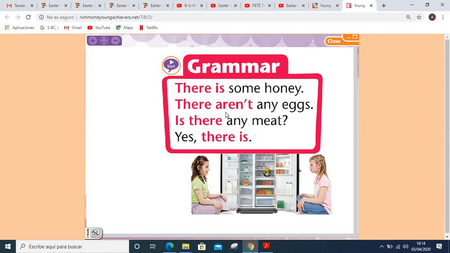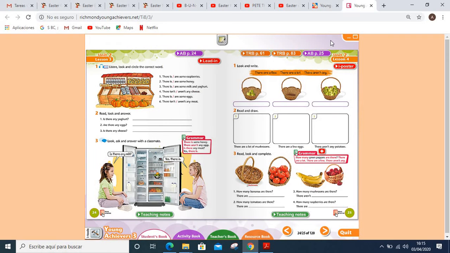We use any to ask, okay? So we use any in negative sentences and in questions, yes? And we use some with affirmative sentences, okay? And yes, there is, or no, there isn't, if it's not. That's right. So after doing it, we're going to start with exercise number 1.